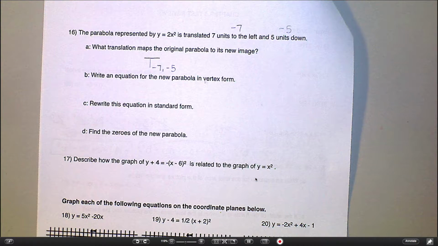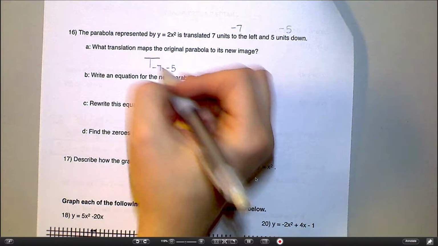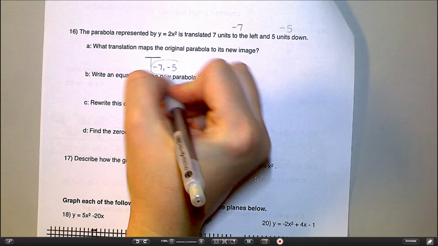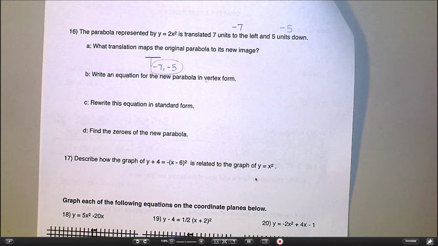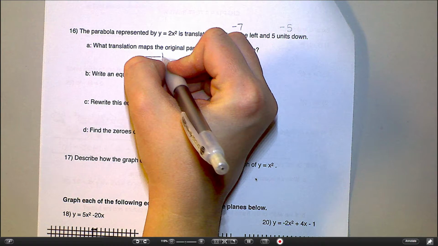Okay, that's all you have to do for a translation: put a T and then tell me, if you did that movement on a coordinate plane, how you would move along it. And remember, when you write that translation, what is this really giving you about the parabola? The coordinates of the vertex. The vertex, yeah, this is your H and your K.